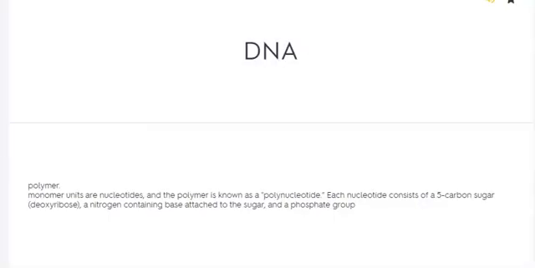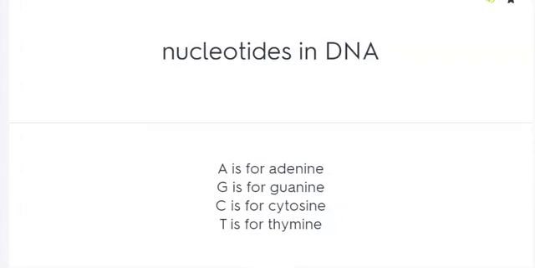DNA, polymer. Monomer units are nucleotides and the polymer is known as a polynucleotide. Each nucleotide consists of a 5-carbon sugar, a nitrogen-containing base attached to the sugar, and a phosphate group. Nucleotides in DNA: A is for adenine, G is for guanine, C is for cytosine, T is for thymine.